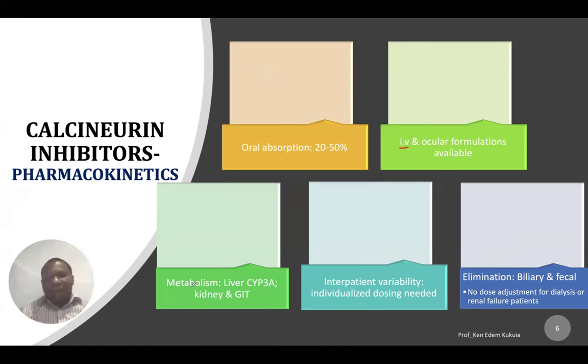Now we look at the metabolism. When these drugs are administered, mostly they are metabolized in the liver using the cytochrome P450 3A family. We have the 3A4 and then the 3A5. Now, anytime you think of this 3A family, you always think of the possibility of drug-drug interaction. And that is so with these drugs. You give them, there is a high tendency for drug-drug interactions.